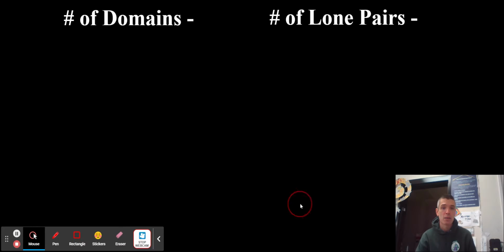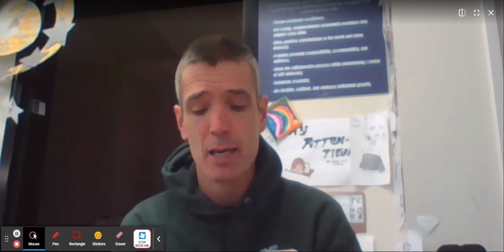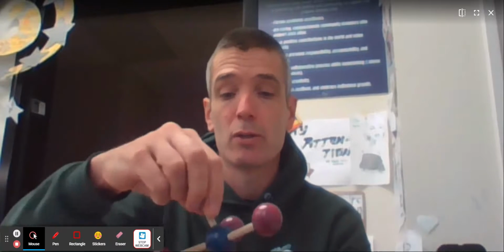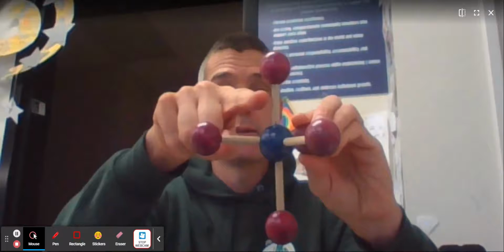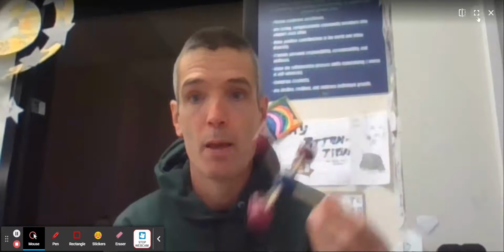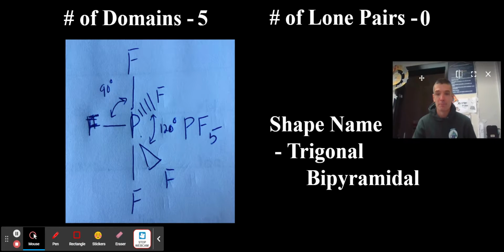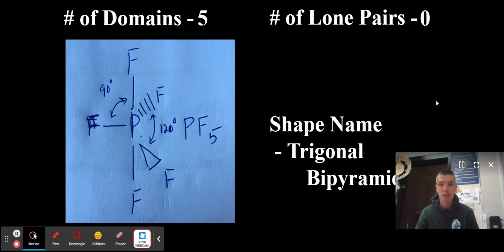Now we're going to get into five domains and no lone pairs. It looks like this. This is phosphorus pentafluoride. This is known as trigonal bipyramidal. This bond angle is 90 degrees, and the bond angles in the center are 120. That's what it looks like. I feel like this is like a virus. I'm sure you would agree. There it is.